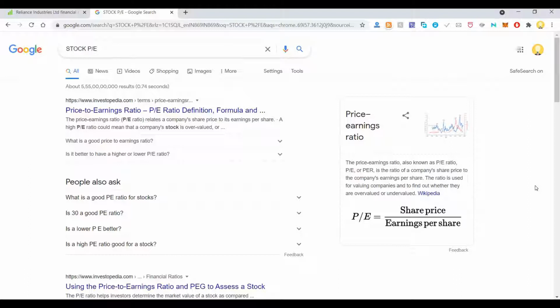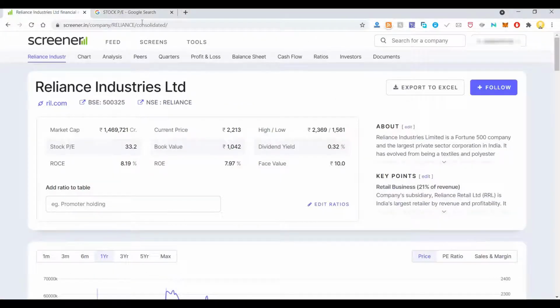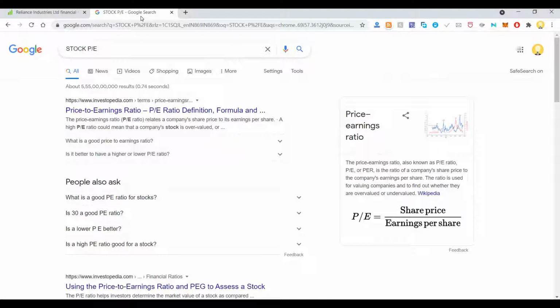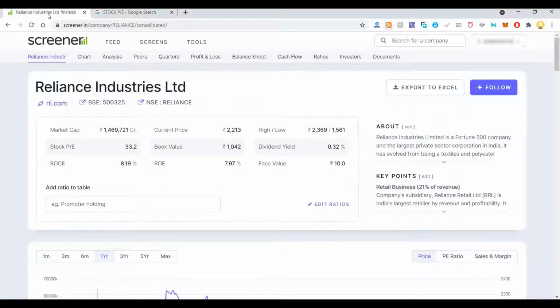P/E is like a tool which you can use in combination with other metrics while analyzing the company. A very high P/E doesn't indicate that it's overvalued or that it is performing well, and a very low P/E doesn't indicate that the company is not performing well. It should be used in combination with other things to make a judgment of the fundamental status of the company.